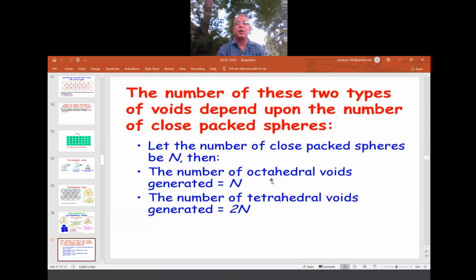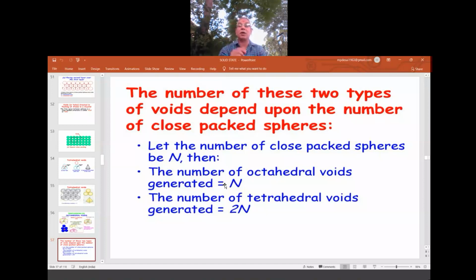Tetrahedral voids are more than the octahedral voids. Why? Because tetrahedral voids are created using only 4 spheres, whereas for the octahedral we require a larger number. Therefore, their number is always less. How much less? It is half. So this is all the work they have done. Once again, this slide is very important. This information is very important.